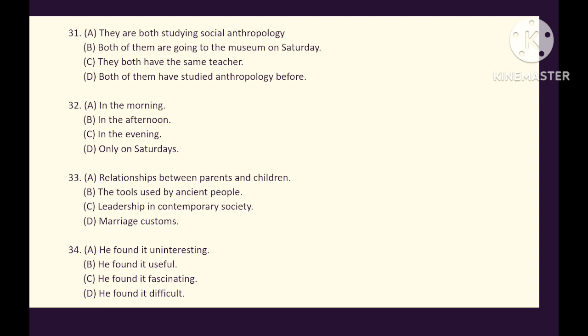Walter, why haven't you been coming to Professor Crosley's anthropology class? What do you mean? I've been there every morning. Every morning? But, oh, I get it. You must be in the professor's morning class in cultural anthropology. I'm in her afternoon class in social anthropology. So tell me, how do you like her class?